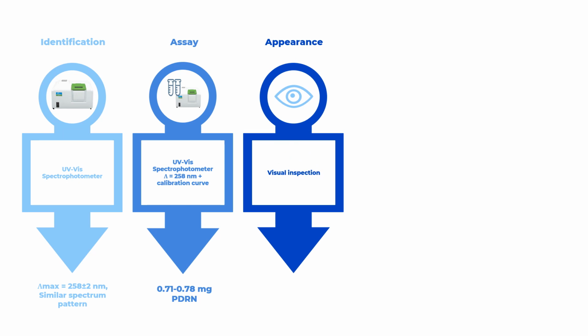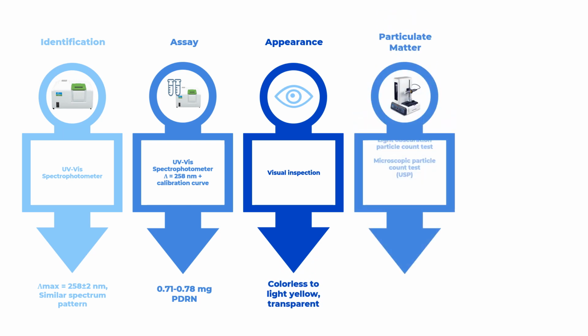Appearance can be evaluated just by visual inspection with the help of black and white background. Here is how the dosage form solution should look. To evaluate the number of particulate matters in the dosage form, several tests from USP section 789, particulate matter in ophthalmic solution, can be done. The accepted criteria can also be viewed there.